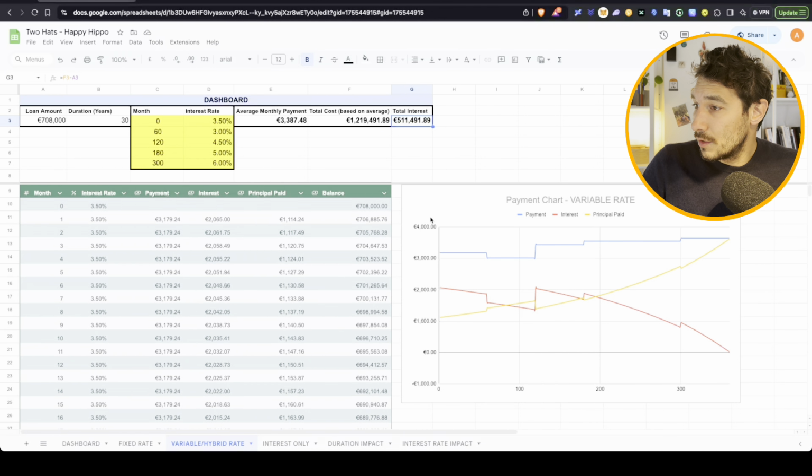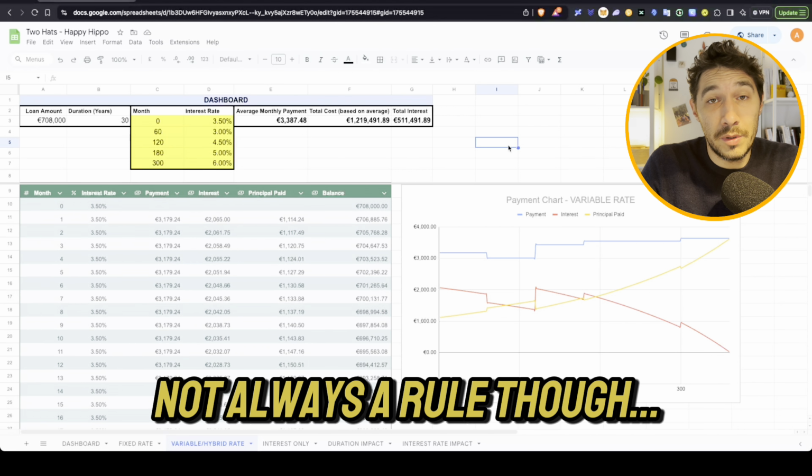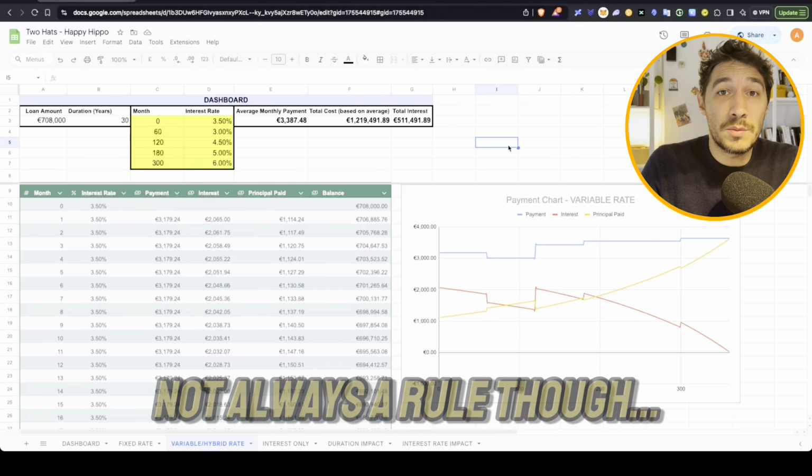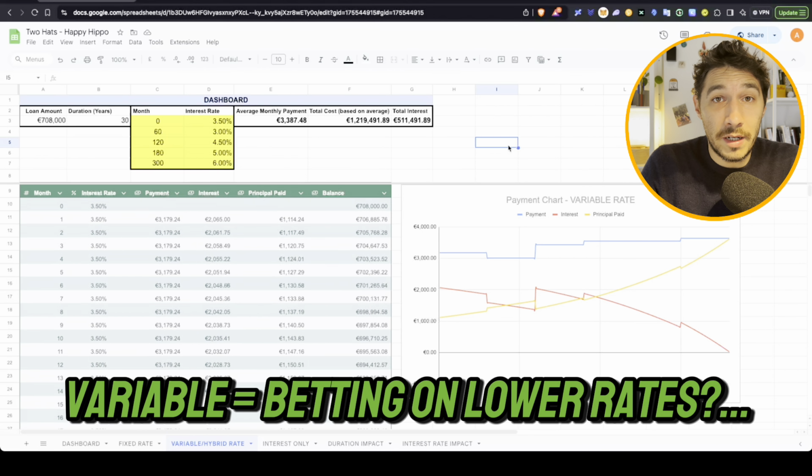As you can see here in the chart, the payment, the blue line, is variable. You are paying different amounts in relation to the current interest rate. One advantage of this system is that usually at the beginning of the loan you will have a smaller interest rate compared to the fixed one, resulting in a smaller monthly payment. Another obvious advantage is that if the rates drop, you are saving a lot of money over time.